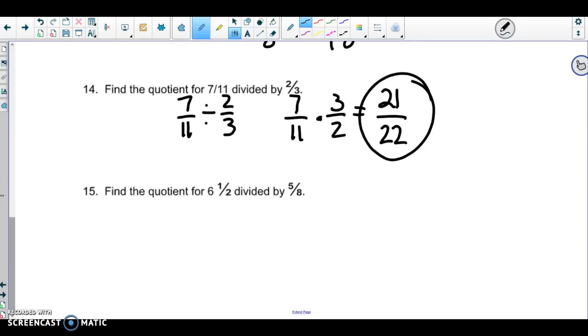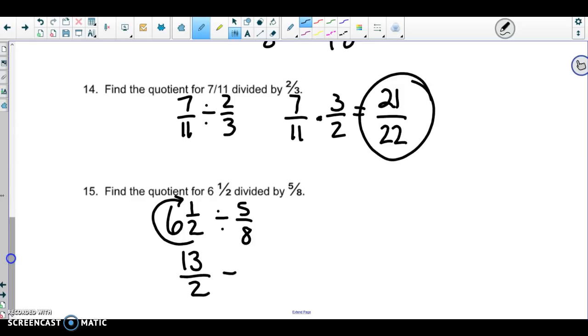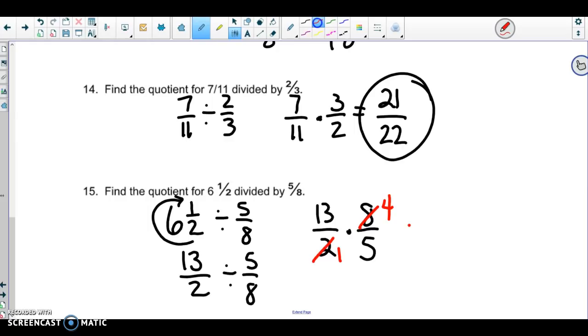And the last one, find the quotient for 6.5 divided by 5/8. So 6.5 divided by 5/8. I've got to change it to improper. So we're going to do that by taking 2 times 6, which is 12, plus 1, which is 13 over 2, divided by 5/8. Now I can use my reciprocal. So 13 over 2 times 8/5. I can simplify the 2 and the 8. 2 goes into 2 once and into 8 4 times. 5 and 13, they don't simplify.